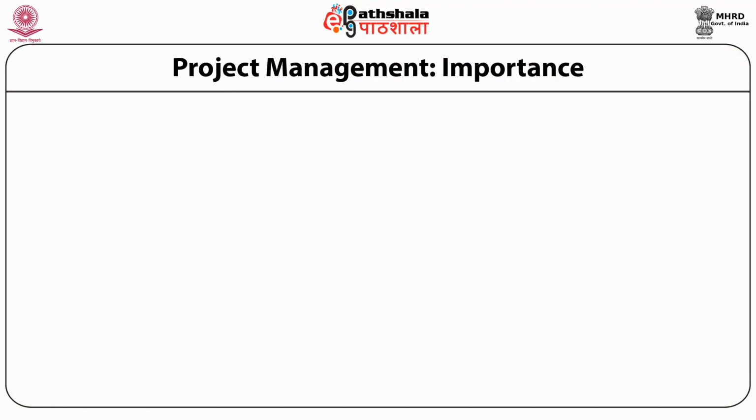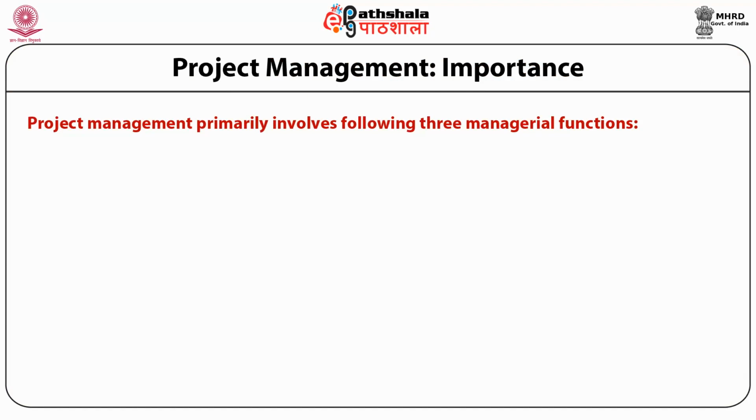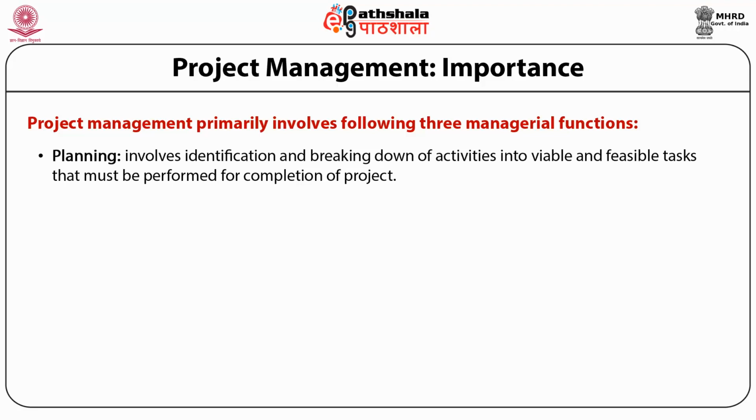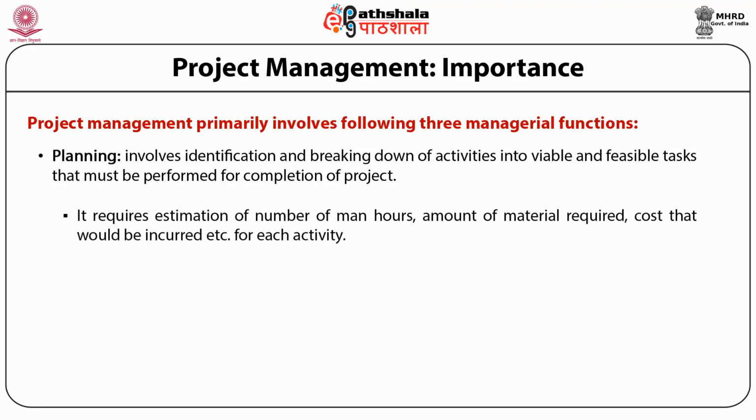Project management importance. Project management primarily involves the following three managerial functions. 1. Planning. Planning involves identification and breaking down of activities into viable and feasible tasks that must be performed for completion of the project. It also involves determination and allocation of resources to each activity. It requires estimation of the number of man hours, amount of material required, costs that would be incurred, etc. for each activity.